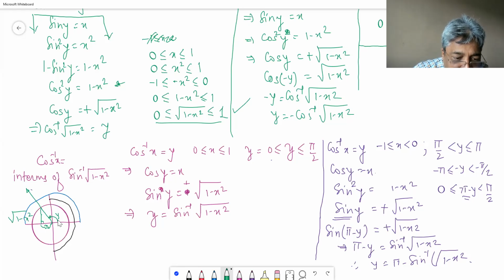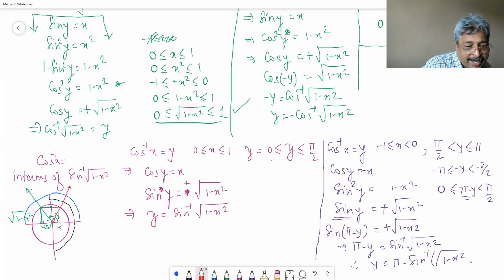Okay, so if this angle is y, then this angle is pi minus y, and its sine is root of 1 minus x square. So we are talking about this angle. Now it is this quantity, radical 1 minus x square. So it is positive. So on the y-axis it is this distance which we are talking about. And if we take sine inverse of this distance, we will end up being this side. This is going to be our terminal ray.